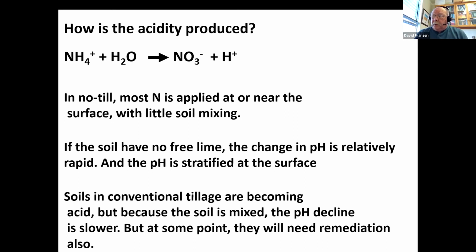Our main fertilizer now is urea, and so that's usually put within a couple inches of the soil surface. Even a lot of our ammonia is put down maybe 4 inches, 5 inches or so, and so it kind of taps in toward the surface as well. And almost all of it is nitrified into nitrate, and all of it produces acidity. If your soils have free lime, the change in pH is relatively slow. If you don't have free lime, the change in pH is relatively fast. So the lime acts as a buffer, and I'll show you that in a minute.